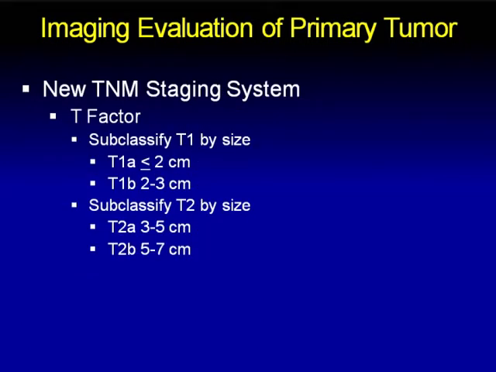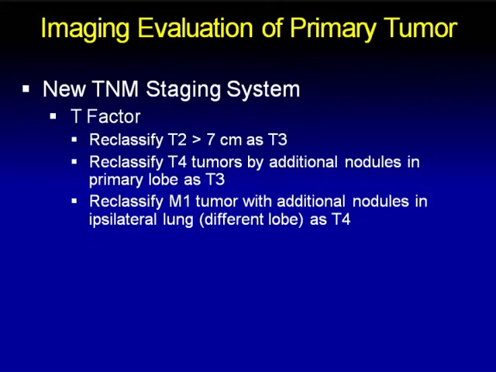Let's go briefly through the new TNM staging system. For the T factor, T1 is subclassified by size: T1a is less than 2 cm, T1b is 2 to 3 cm. T2 is also subclassified into T2a, 3 to 5 cm, and T2b, 5 to 7 cm. T2 lesions greater than 7 cm are reclassified as T3. Tumors with additional nodules in the primary lobe, the same lobe, are reclassified from T4 to T3. And tumors with additional nodules in the ipsilateral lung, a different lobe, are reclassified from M1 to T4.